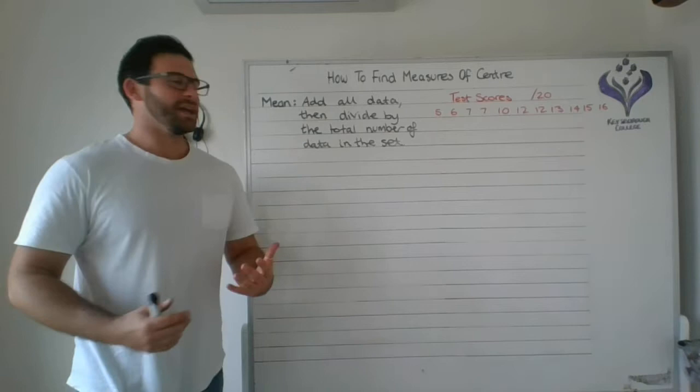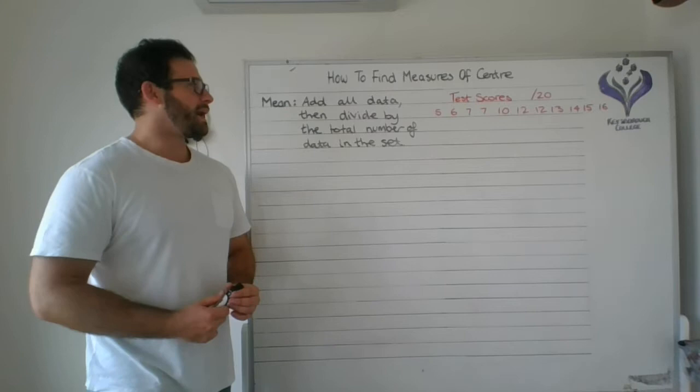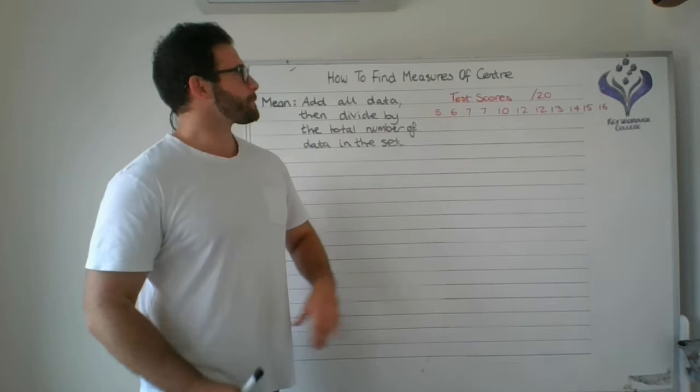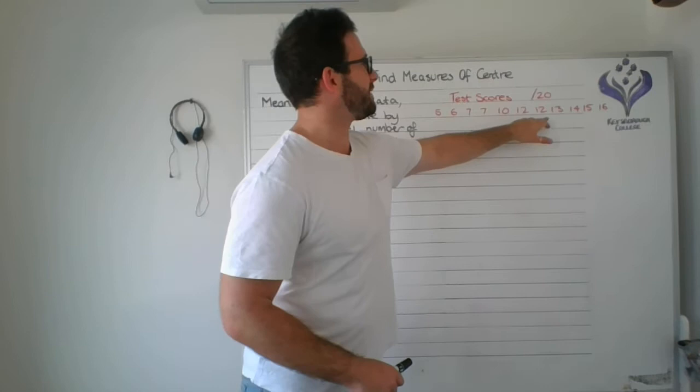First of all, to find the mean, we need to add all the pieces of data together. Once we've added them all together, we're then going to divide by the number of data points in the set of data. At the moment, we've got 5, 6, 7, 7, 10, 12, 12, 13, 14, 15, and 16 out of 20 as my test scores. As we can see, we've got 1, 2, 3, 4, 5, 6, 7, 8, 9, 10, 11 test scores there, meaning that 11 students have taken this test.